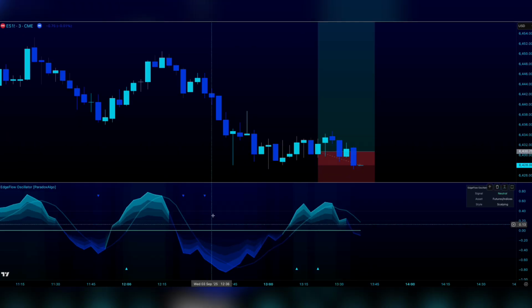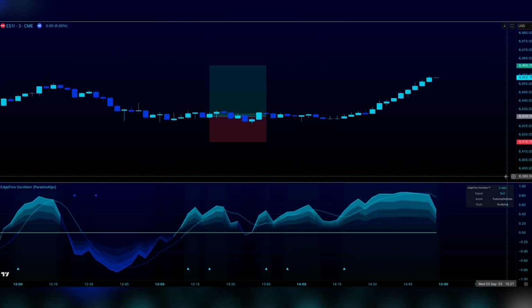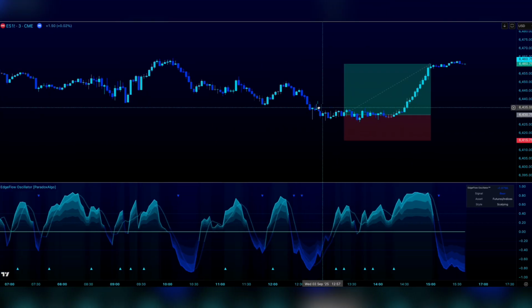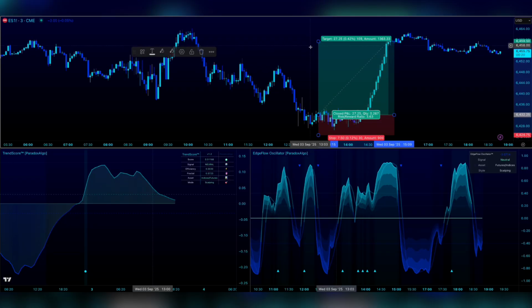Look at that price action after the triangle appears. We're riding with the institutions. Down triangle hits. Institutions are taking profits. Time to exit our long position. Clean entry, clean exit, following the smart money the entire time.